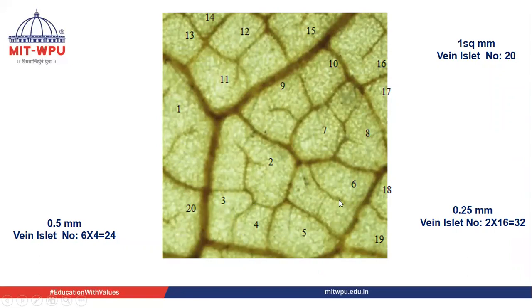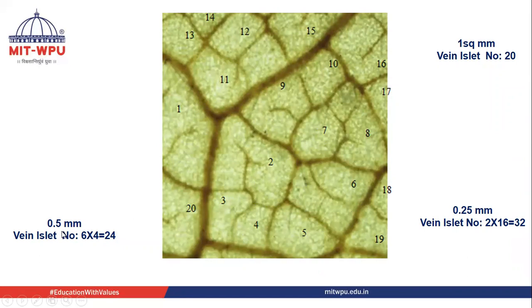In case of the 6th, we can see that this vein is not touching anywhere, right? So this complete structure is the 6th islet. And likewise, we will be counting. So there are a total of 20 islets present in this leaf. So the vein islet number of this leaf is 20.